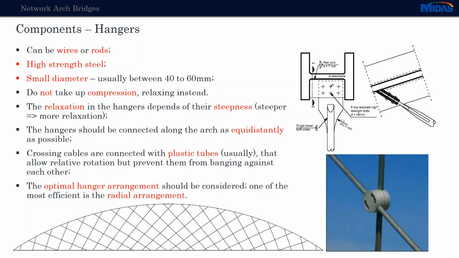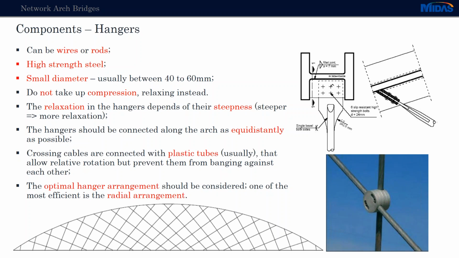And this is one of the things that needs to be considered when carrying out an analysis for this type of bridge. Also, the placement, the distribution of the hangers is very important. For example, if we want to not have much relaxation in the hangers, we need to look at the steepness of them. So steeper hangers mean generally more relaxation.